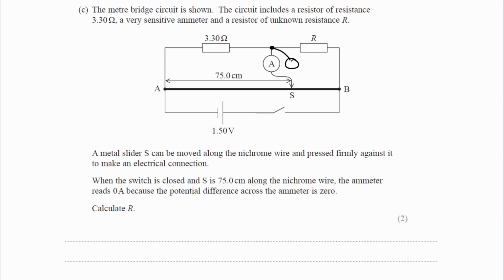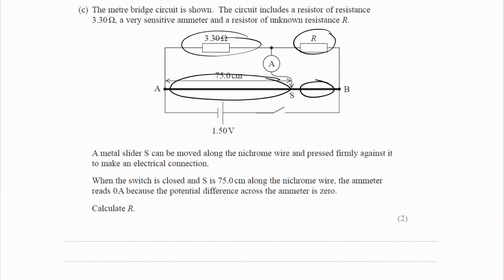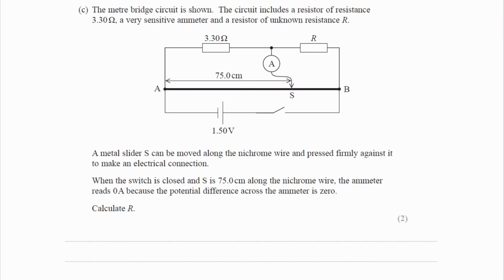And then we're trying to work out what the resistance of R would be. The reason there would be 0 volts across these two points is if the voltage across this part of the wire and this resistor are equal, and similarly if the voltage across this part of the wire and this resistor are also equal. If that's the case, we can work this out numerically.